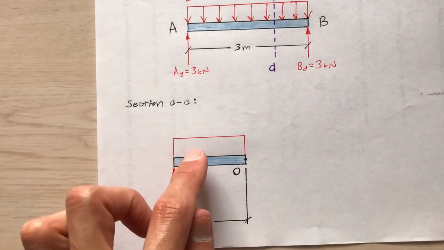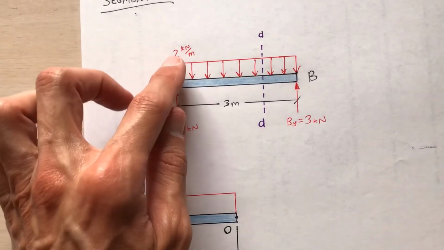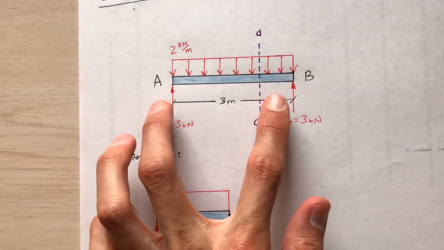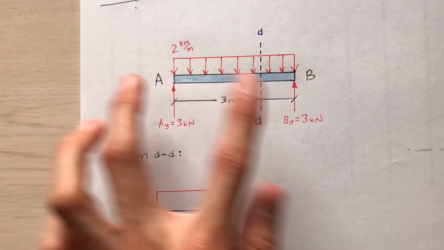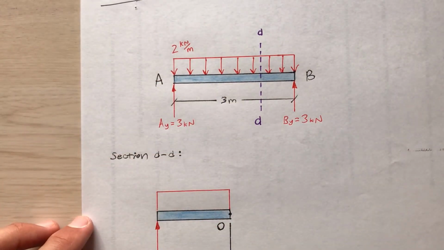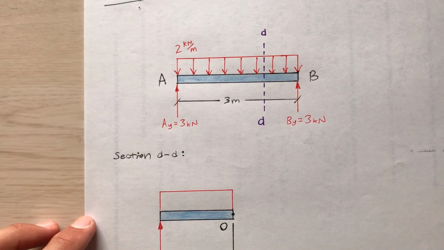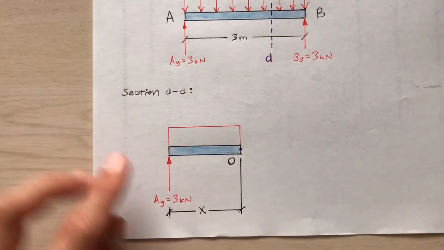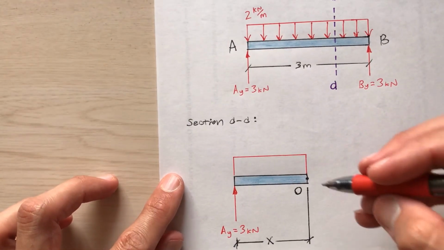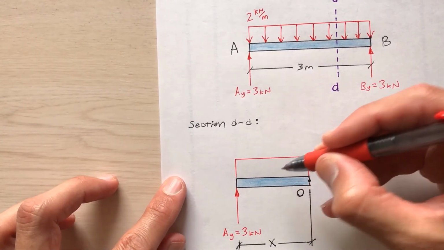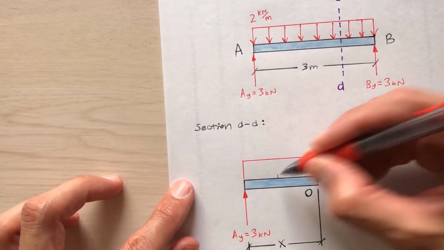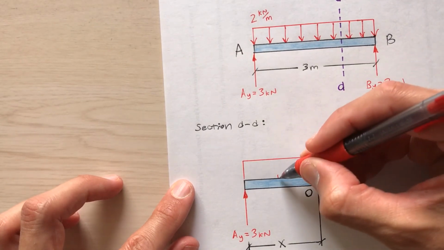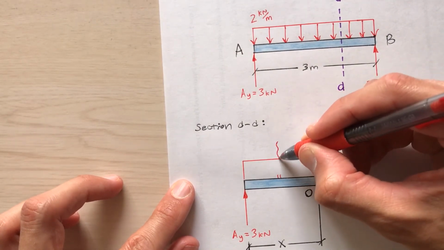Okay, now what happens to that distributed load? It's 2 kilonewtons per meter, so if I cut at a distance x from capital A, the resultant, which is what I am interested in now, would be 2 kilonewtons per meter times x meters, and that would act in the middle of the cut. I'm not using a ruler, I'm trying to eyeball this, but this looks like about the center, maybe a little bit over. Okay, so this is the resultant.